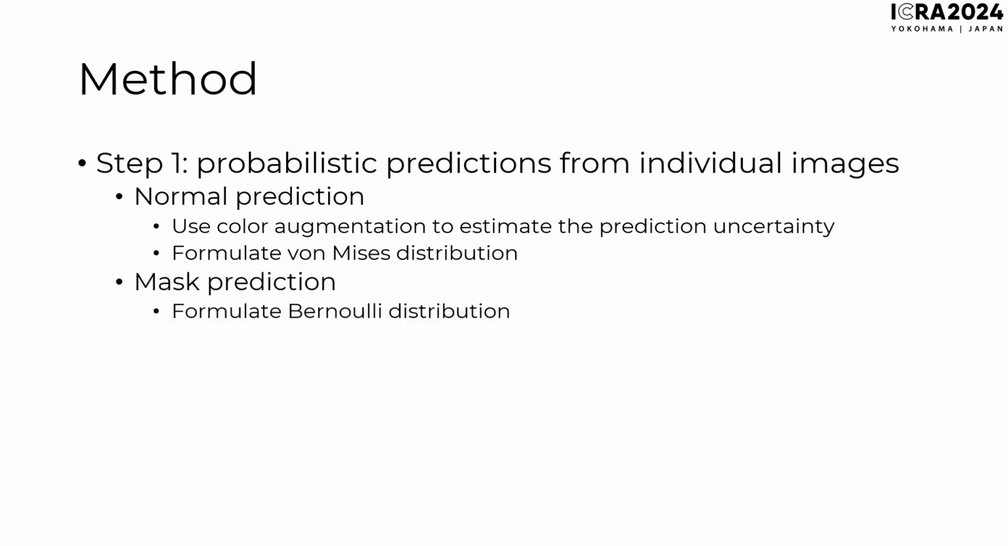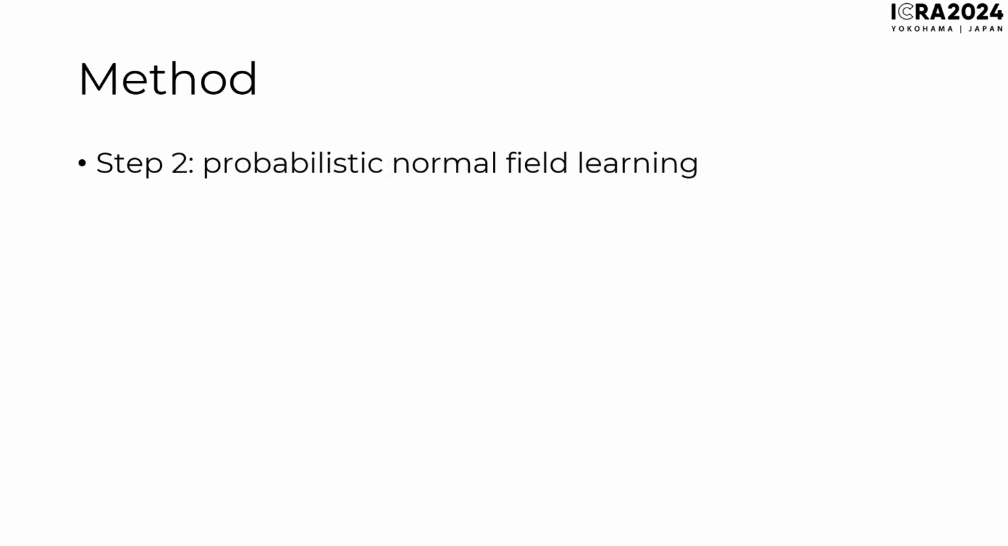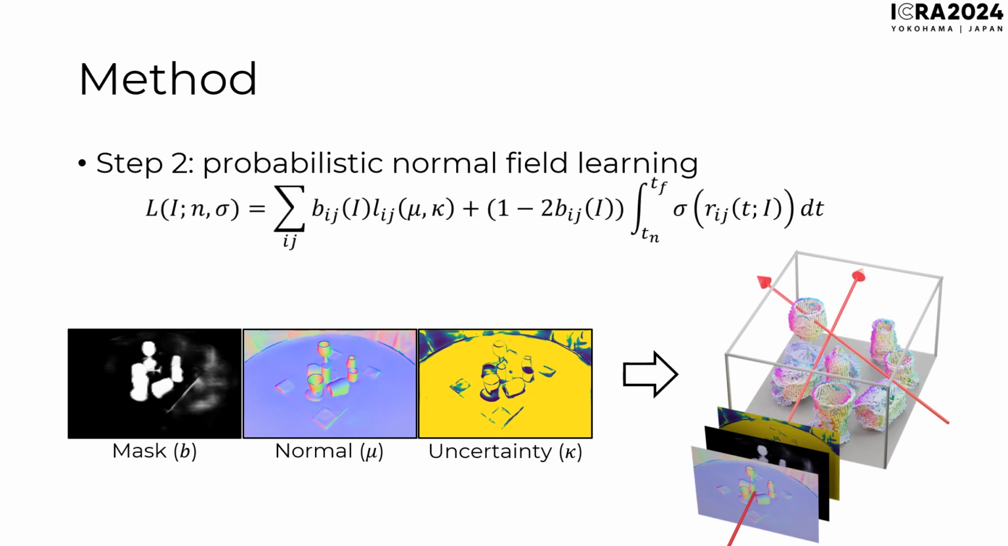Additionally, we also estimate masks of the objects. For masks, we directly predict the Bernoulli parameters for each pixel. Then we combine the mask, normal, and uncertainty images from multiple views to train a neural volume. We modify the original loss function of NeRF to embrace the uncertainty in estimation. Basically, we minimize the negative log likelihood of the resulting normal considering the uncertainty. That is, we assign higher weights in the loss value for rays with lower uncertainty.